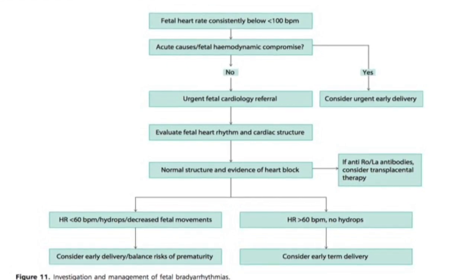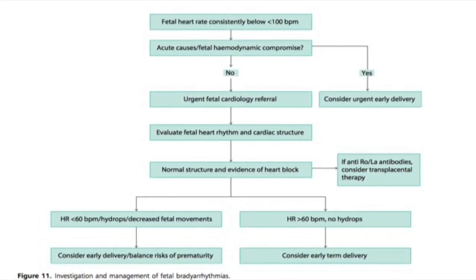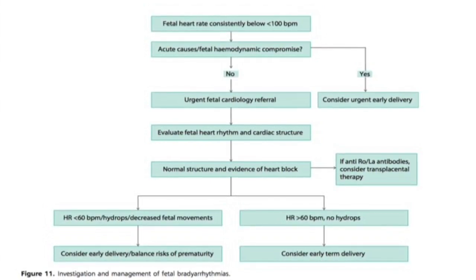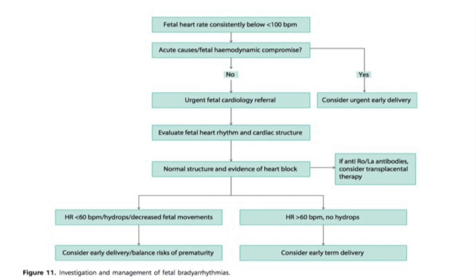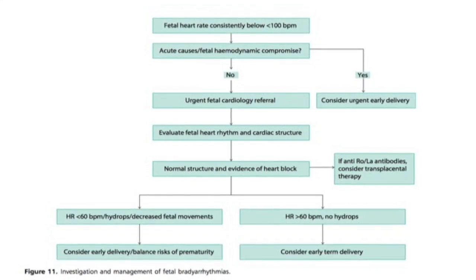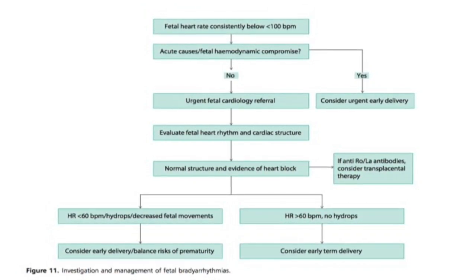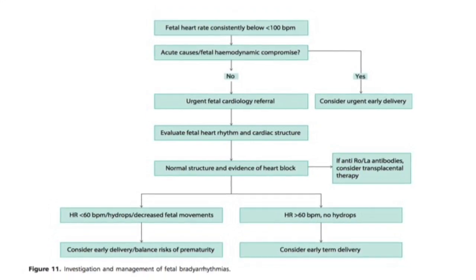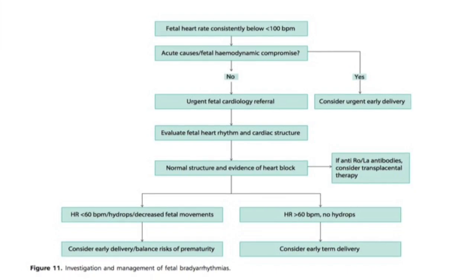If anti-Ro and anti-La antibodies, consider transplacental therapy. If it's normal structure and evidence of heart block, the heart rate is less than 60 with hydrops, decreased fetal movements, consider early delivery, balancing risks of prematurity. If normal structure and evidence of heart block with heart rate of greater than 60 with no hydrops, then consider early term delivery.